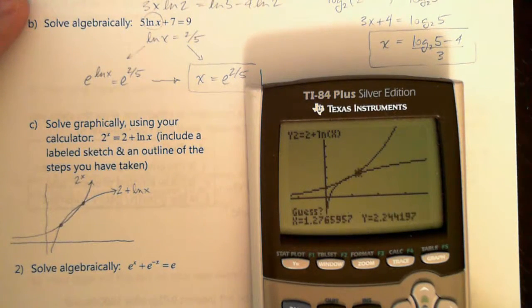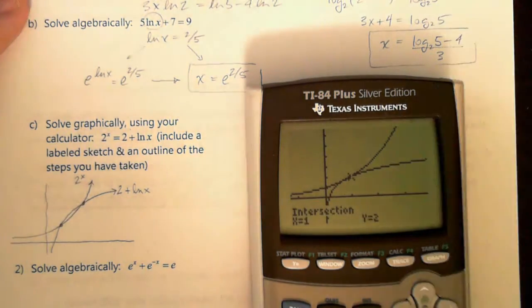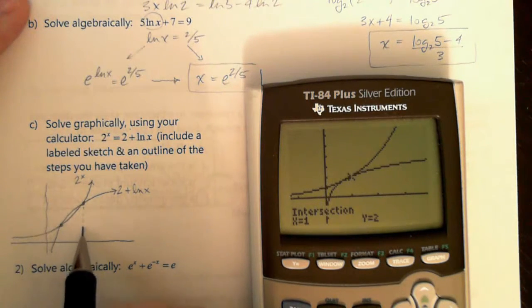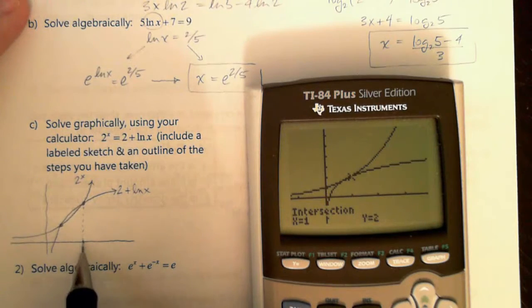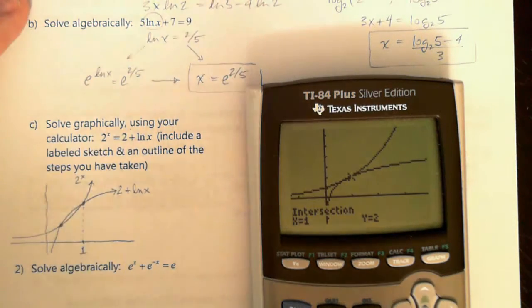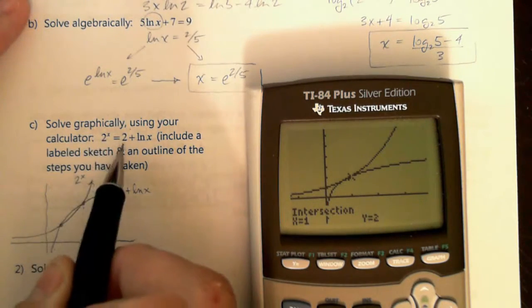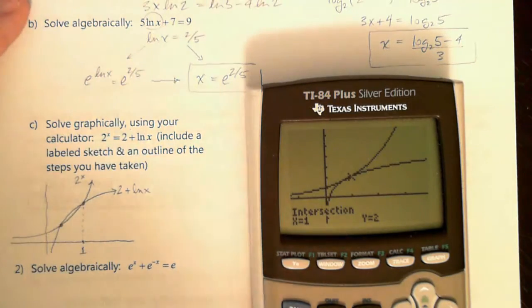First curve, second curve, guess. Okay, I found one at x equals 1. So that's a solution. By inspection, we can tell that's an exact solution. You can simply plug it in, 2 to the 1, 2 plus the natural log of 1, which is 0.